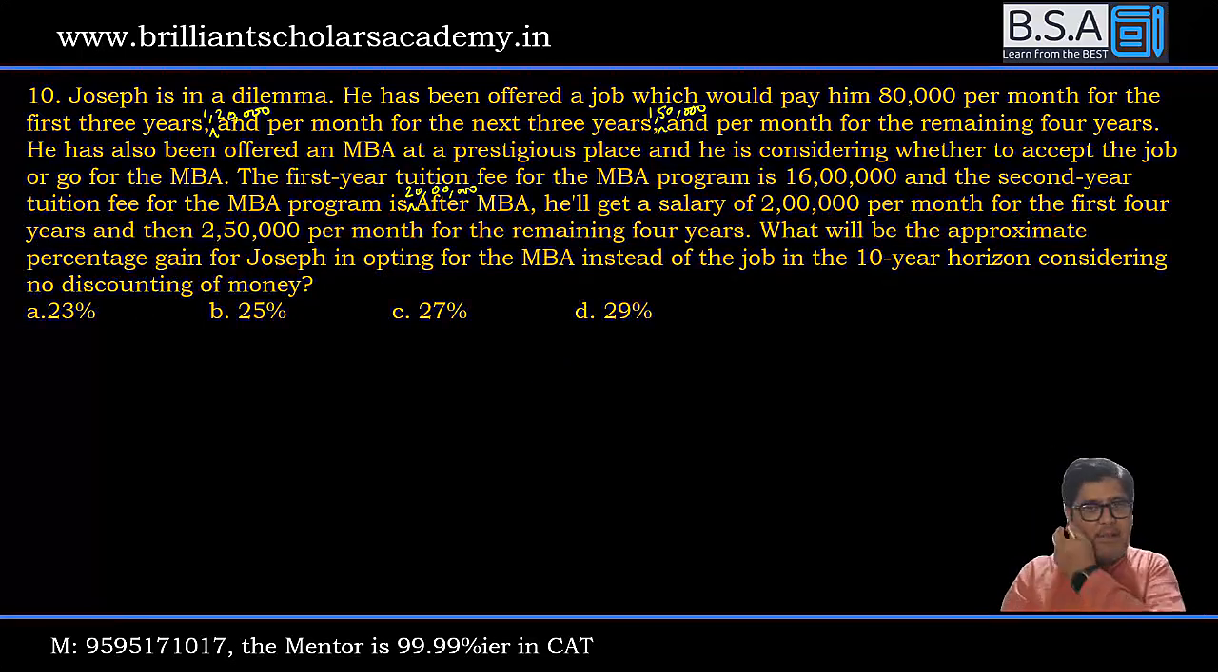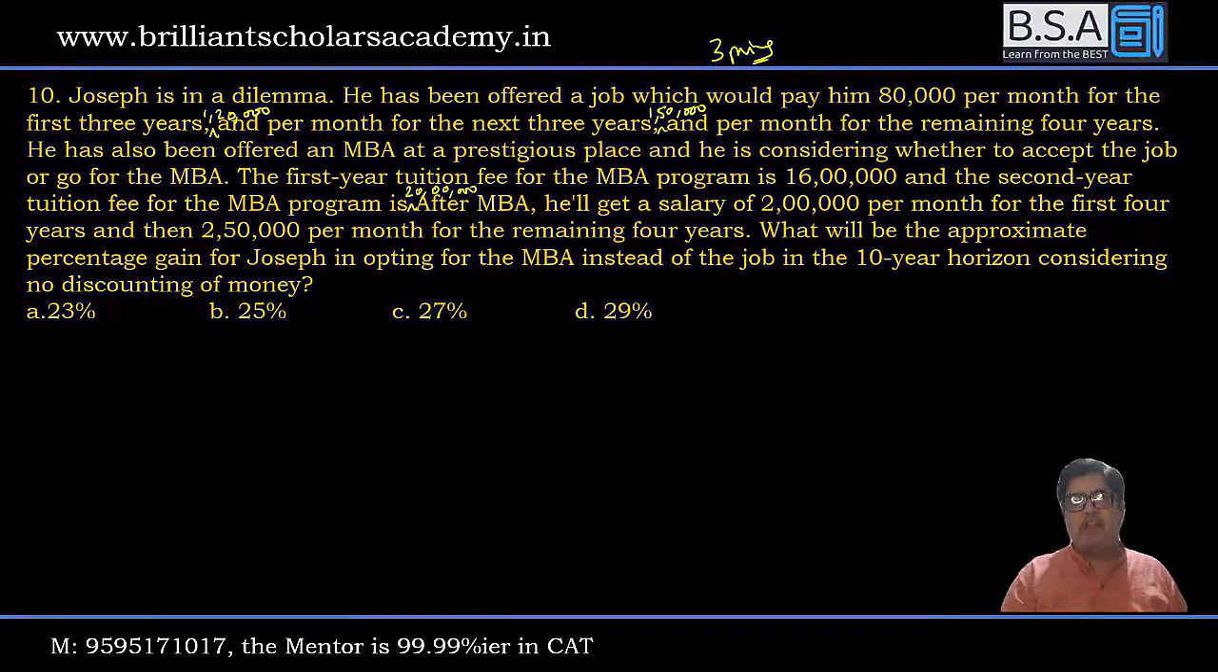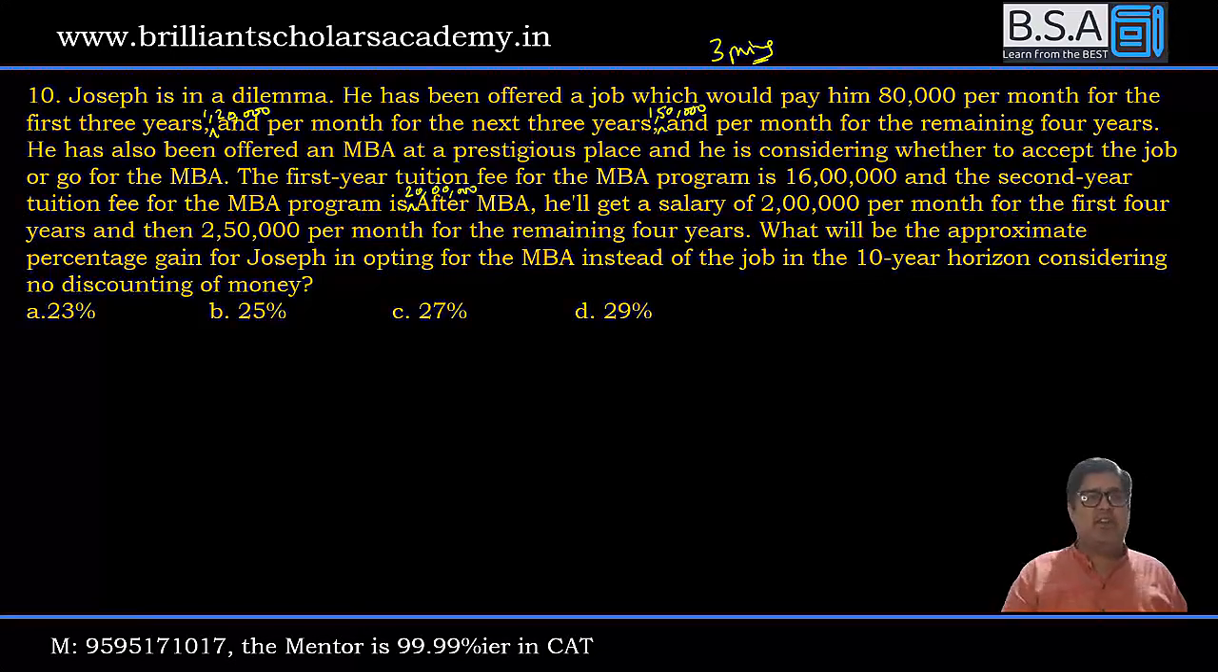So I have filled in those gaps for you. It's a very good question, decent level question. You have close to 3 minutes. Try and solve. What were the gaps? The salary for 3 years is 1,20,000 per month. Salary for 4 years is 1,50,000 per month. Tuition fee for the first year is 16 lakhs. Second year tuition fee is 20 lakhs. And what payment is he getting? He is getting payment of 2 lakh rupees per month for 4 years and 2,50,000 per month for the remaining 4 years for a 10-year horizon.